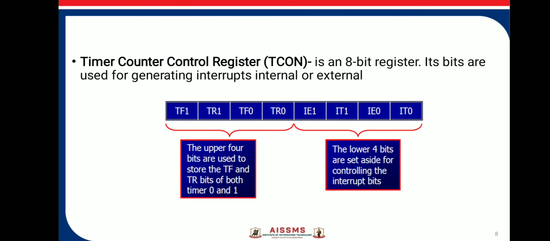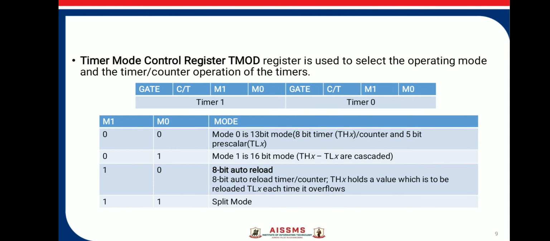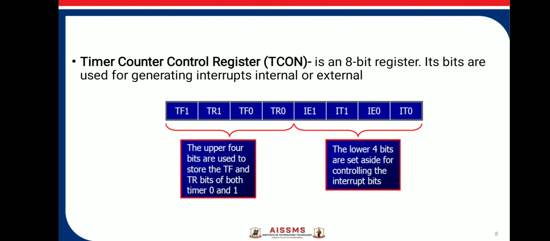Here IT0 is the internal timer 0 interrupt. IE0 is the external interrupt for timer 0. IT1 is the timer interrupt 1, and IE1 is the external timer interrupt 1. Similarly, for TR0 and TR1, when we set these two bits, we start the timer, and when we are stopping the timer, the TF0 and TF1 bits are cleared.